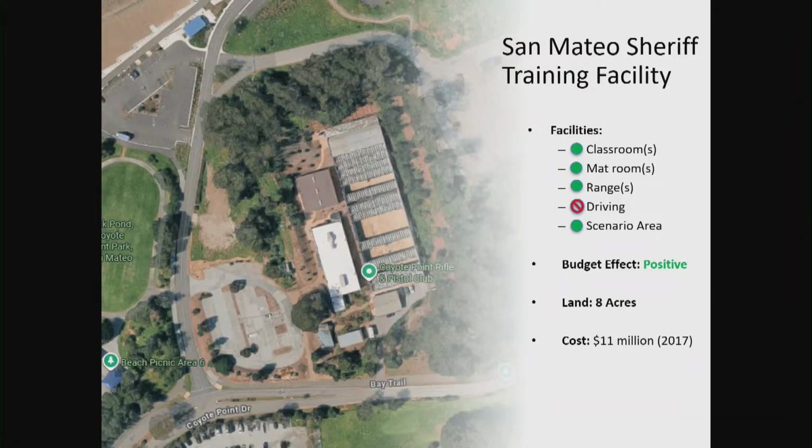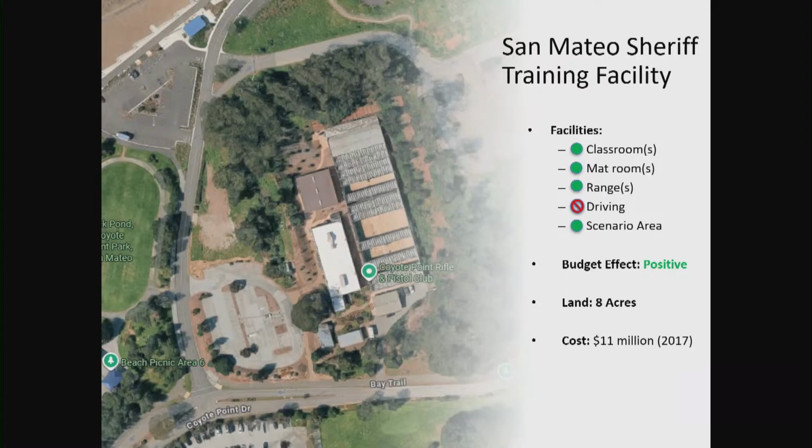That large area is a 100-yard rifle range. The building with a white roof is actually a 50-yard indoor tactical range, and the building above that, with a brown roof, is a scenario house. So they are budget effect positive. They charge $2,000 a day for their range, and it's booked out for the entire year.